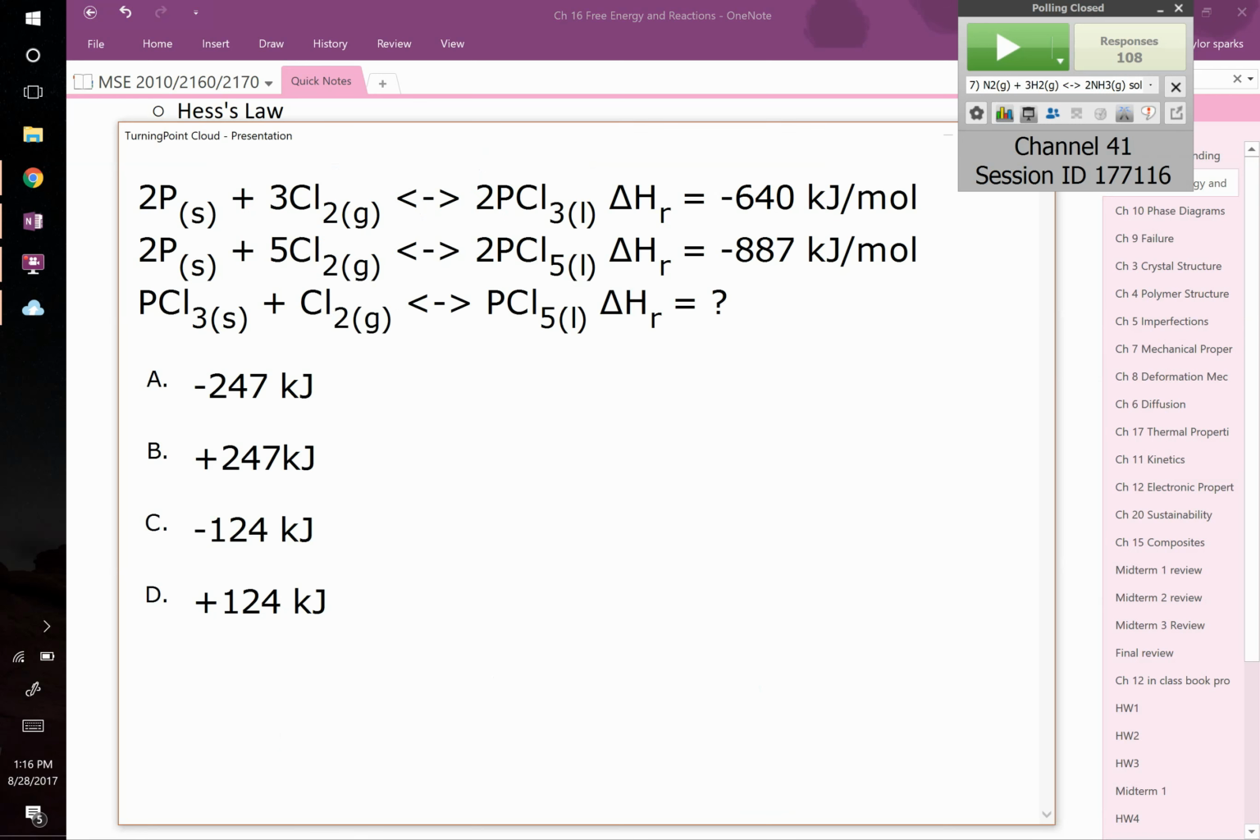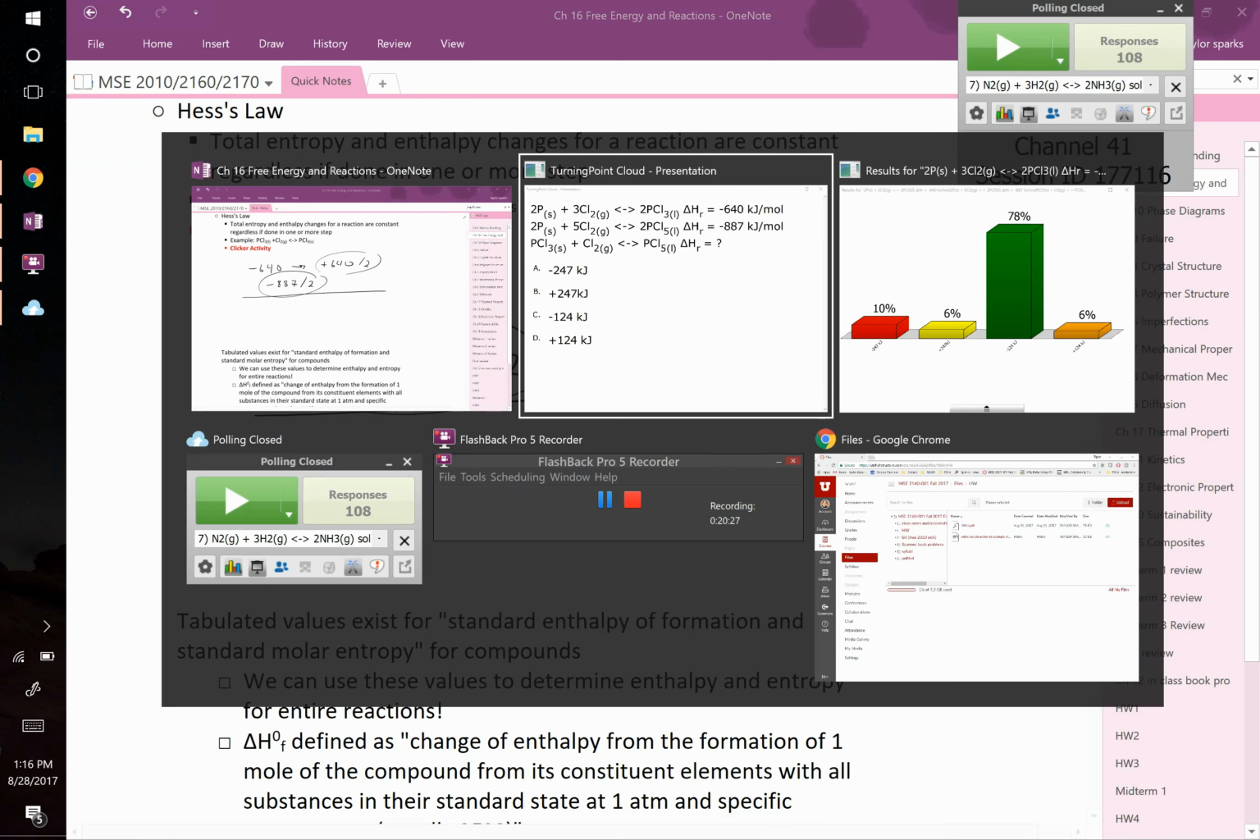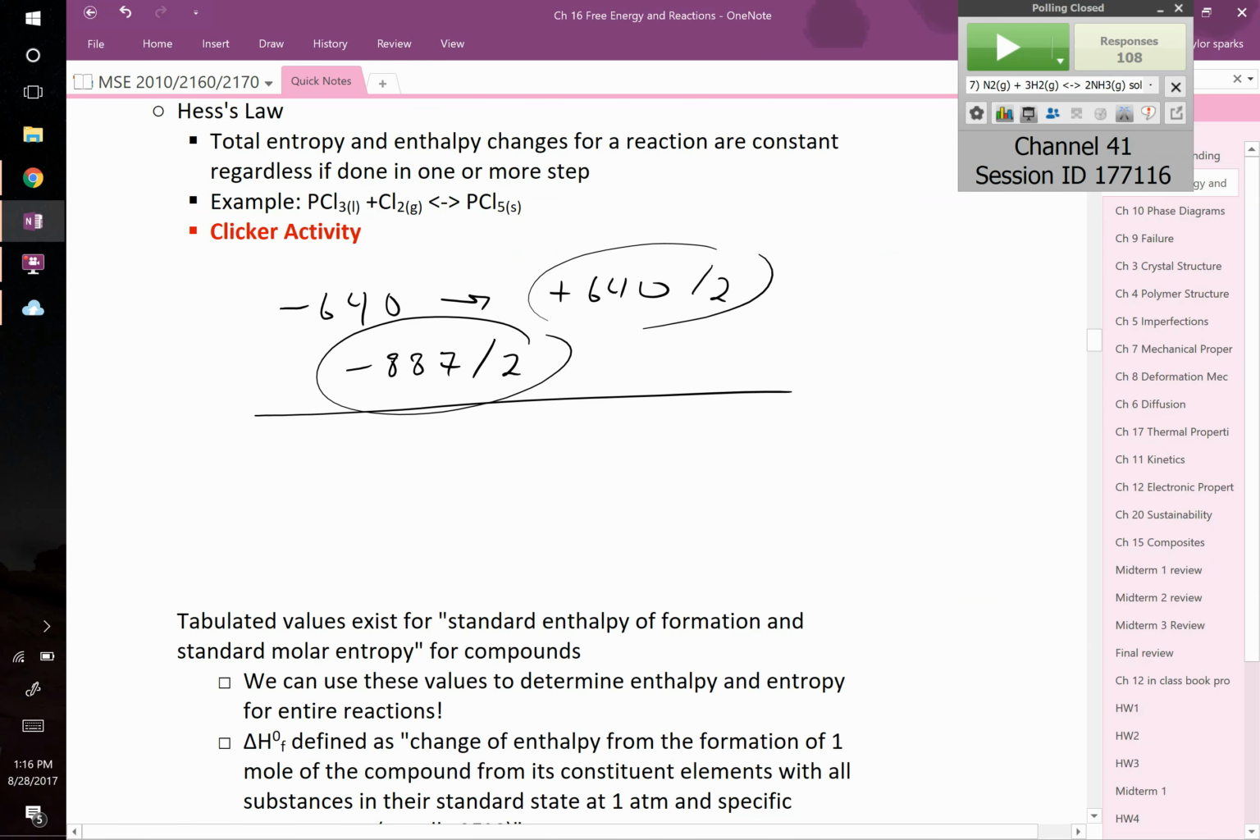Meanwhile, the other equation, we're not going to flip it because it has the right product that we're looking for, but we do need to divide it by 2. So it's going to be negative 887. Negative 887, we're going to divide that by 2. And when you add this and that together, you get negative 124 kilojoules per mole of reactant produced. Okay? Does that make sense?